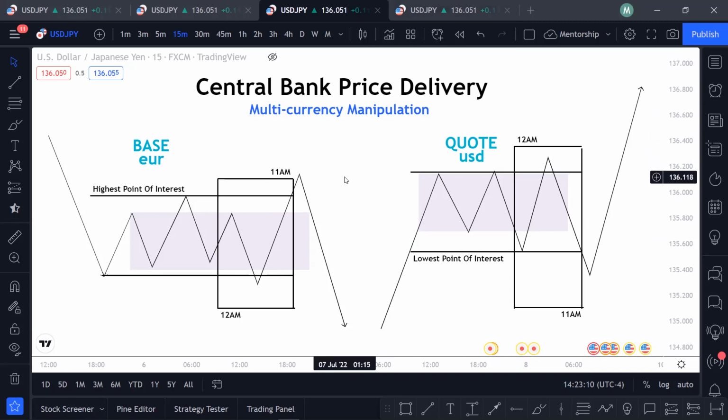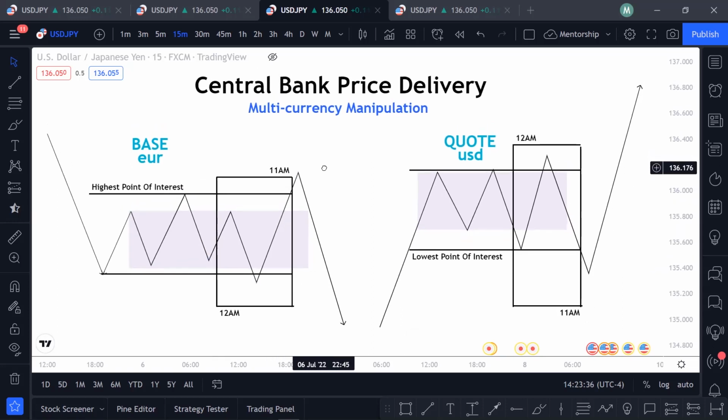Here, I do two things. I look at which currencies are being manipulated at that particular time. If I have the euro as my base, I will wait for the euro to move between the New York morning time and 11 o'clock in the morning. What happens if I want to trade the euro dollar?